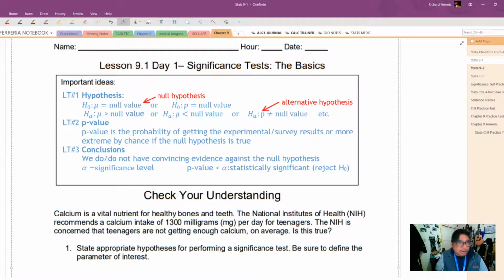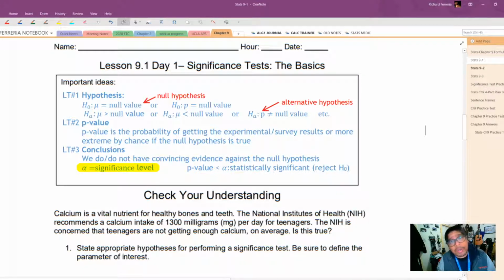Finally, we have the learning target of the conclusion. And the conclusion is always we either do or we do not have convincing evidence against the null hypothesis. So how do we know if we have convincing evidence? There's this thing called the significance level, and it is given the variable alpha. For most of our experiments, we're going to use alpha is 5% or 0.05. And alpha gives us our measuring stick about whether or not we reject the null hypothesis.